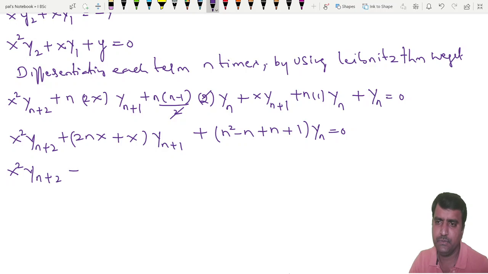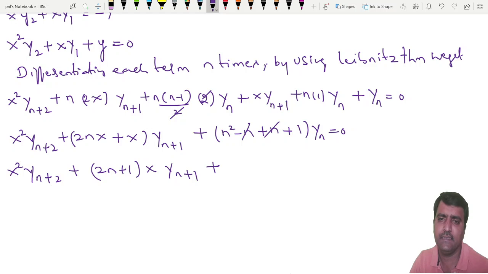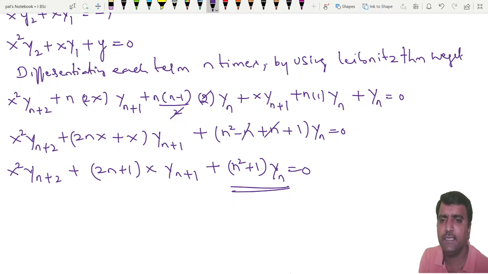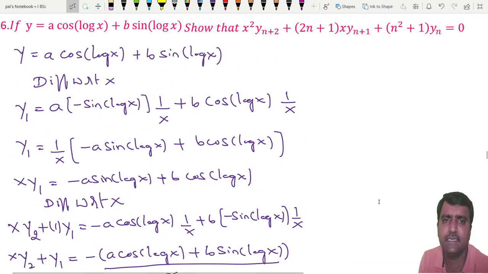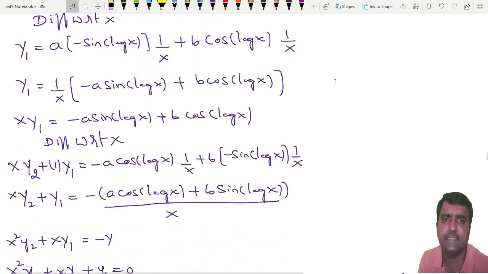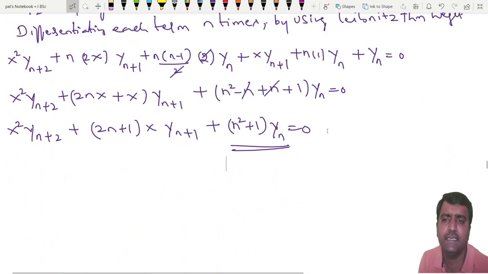Okay, now simplifying this: x square into yn plus 2, plus, you take x common factor, it is 2n plus 1 into x into yn plus 1, plus, cancel this plus n and minus n, remaining here is n square plus 1 into yn is equal to 0. So now it is the same as the given one: x square into yn plus 2, plus 2n plus 1 x into yn plus 1, and n square plus 1 into yn is equal to 0. That is the desired result.